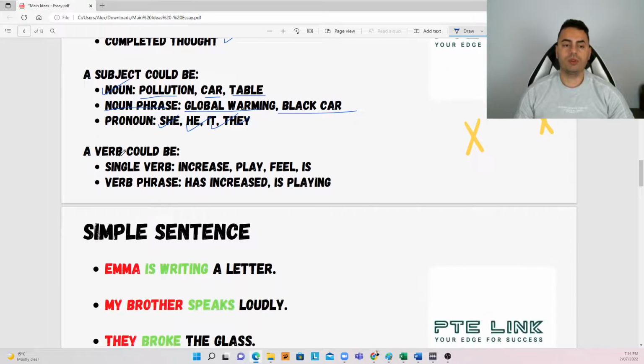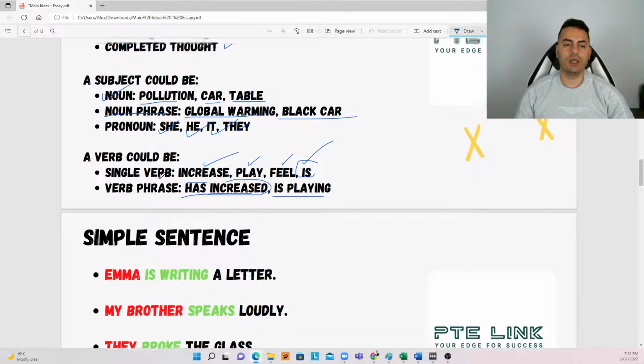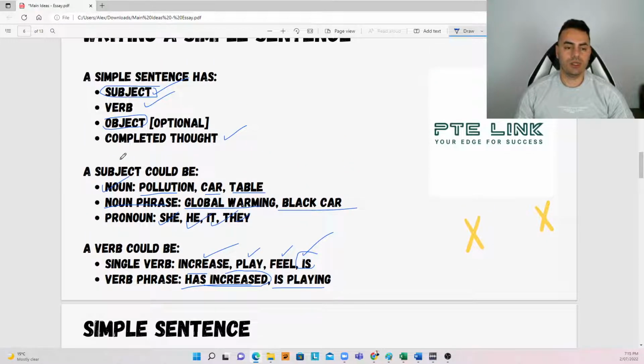A verb could be just a single verb, like increase, play, feel, is, because is sometimes could be a main verb. Or it could be a verb phrase, if you say has increased, is playing. So it's composed of 2 verbs. This is the helping verb and this is the main verb here. So this is related to the subject and verb.